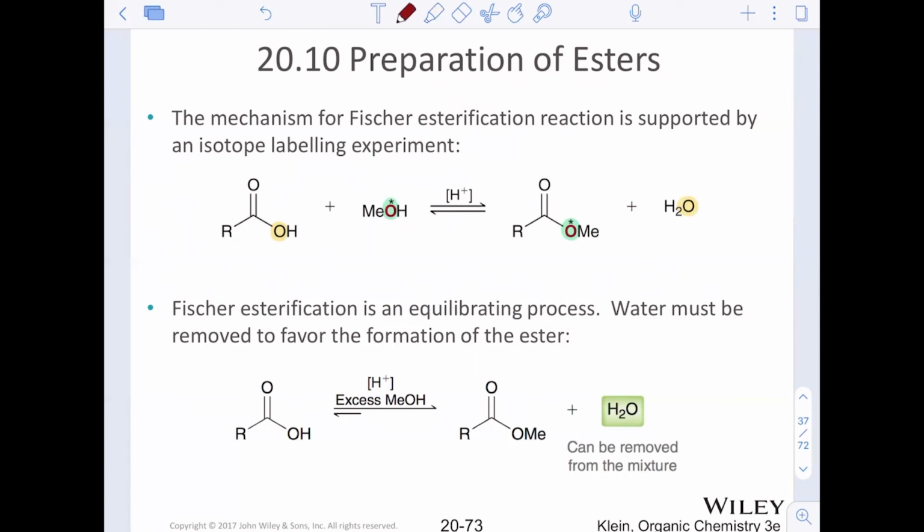Fischer esterification is an equilibrium process, so water must be removed to favor the formation of the ester. What that means is that we can actually do the reverse process, take an ester and react it with H3O+, and you'll get a carboxylic acid. We'll see that in just a second.